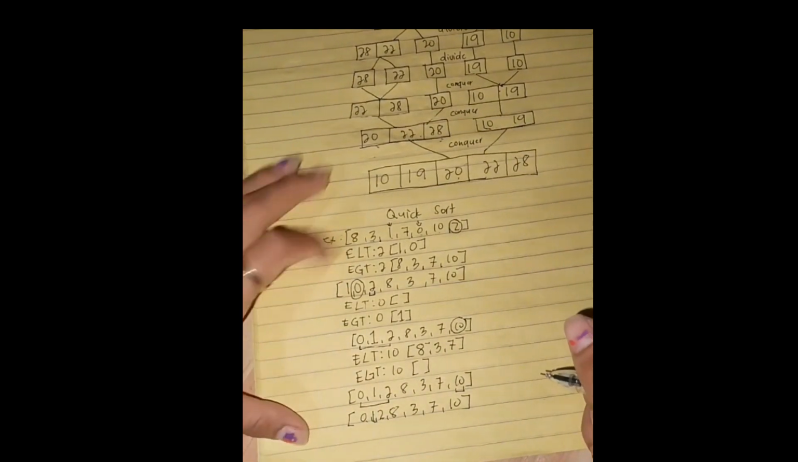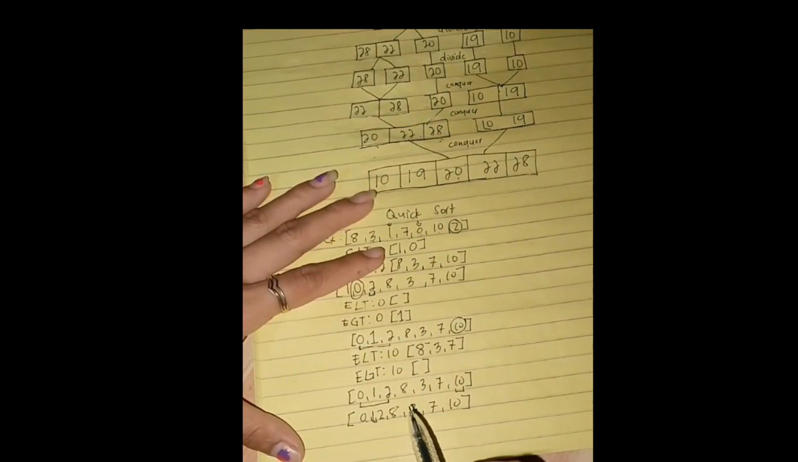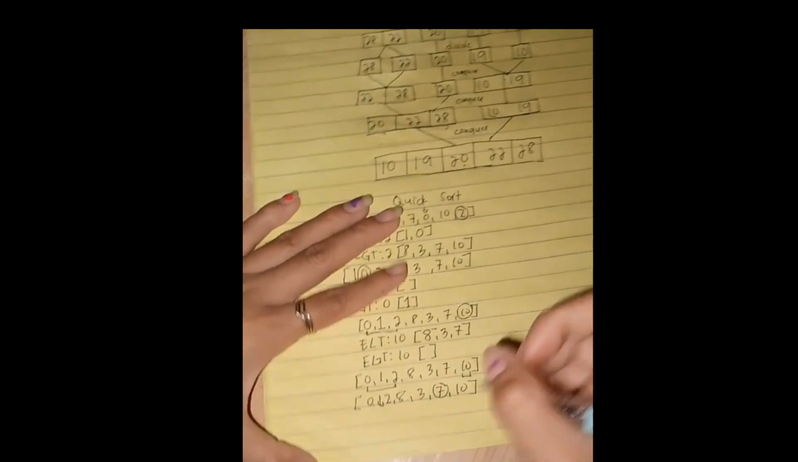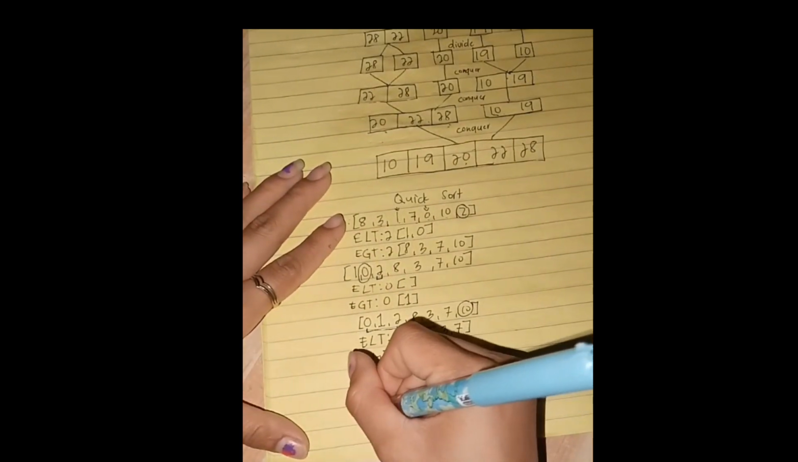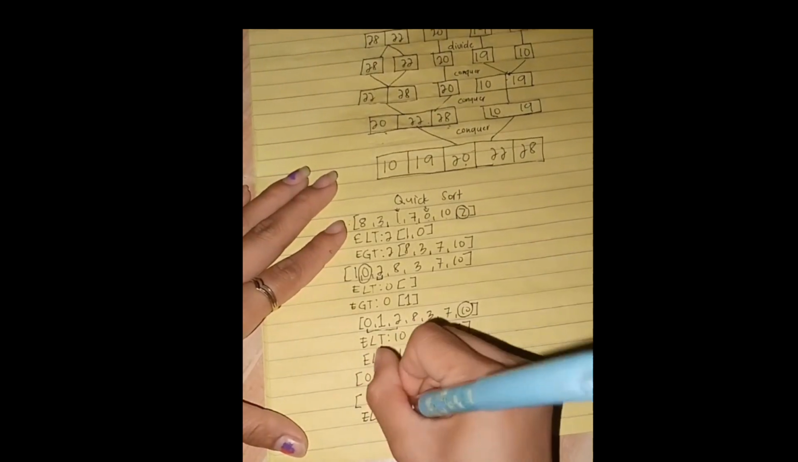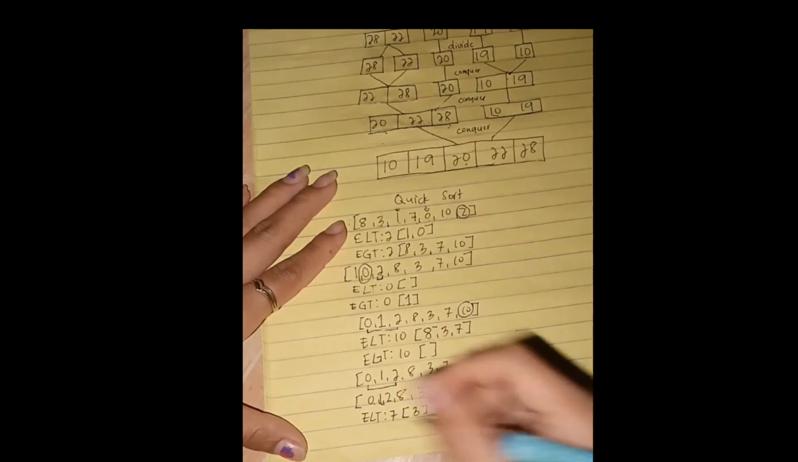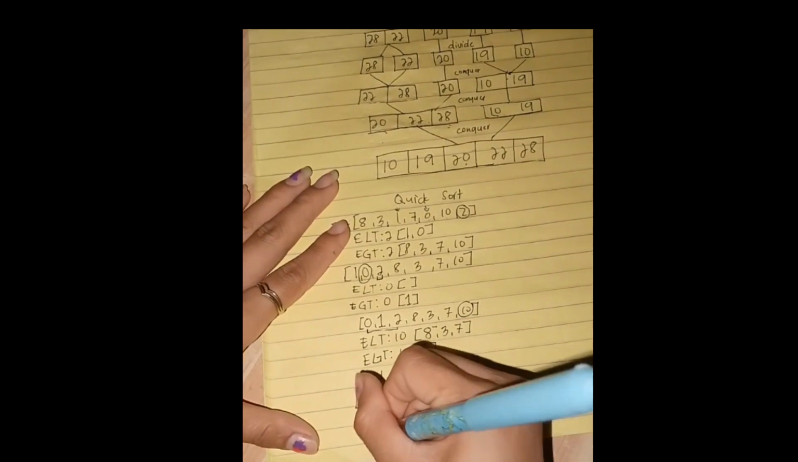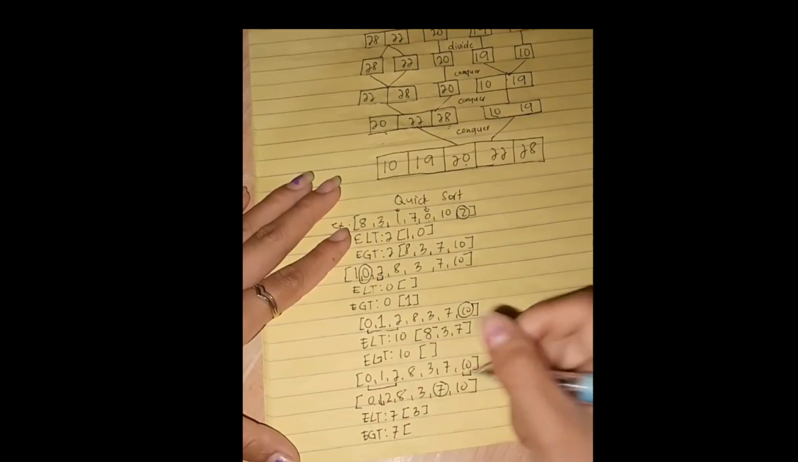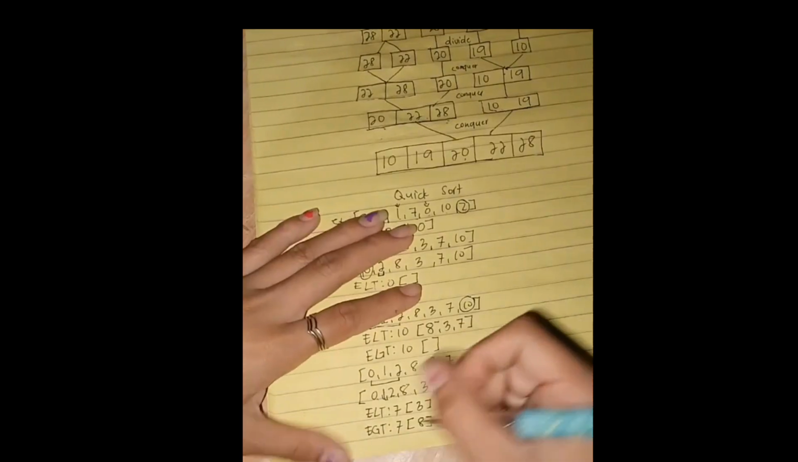Maghahanap naman tayo ng pivot. Dahil ang last number ay yun ang pivot. Kaya ang ating last number ay 7. Hanapin naman natin ang element na less than kay 7. Ang element na less than kay 7 ay 3. Then, hahanapin naman natin ang elements na greater than kay 7. Ang elements na greater than kay 7 ay si 8. Kaya, i-rearrange naman natin.